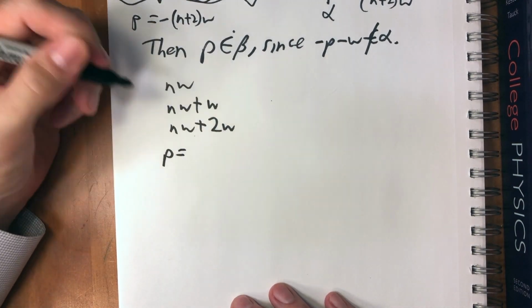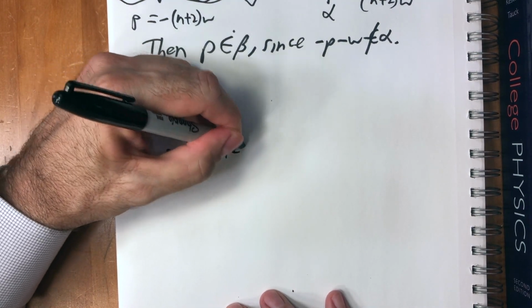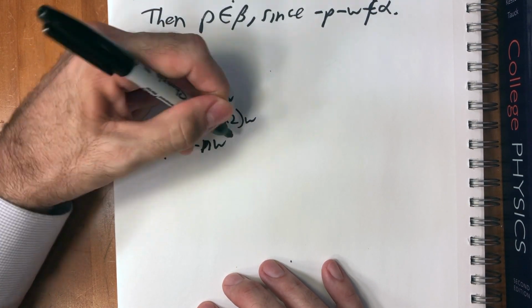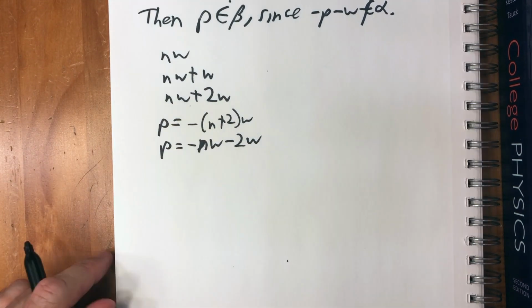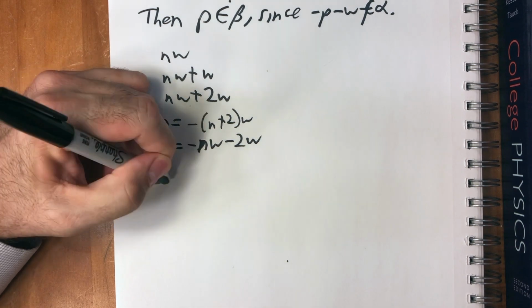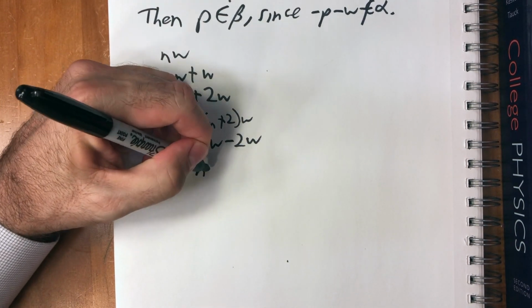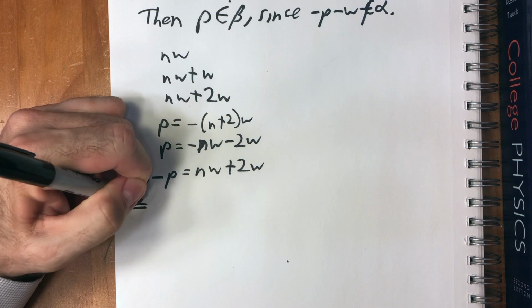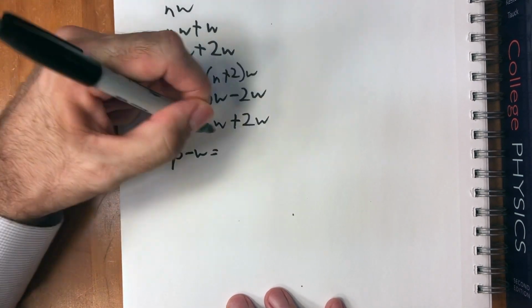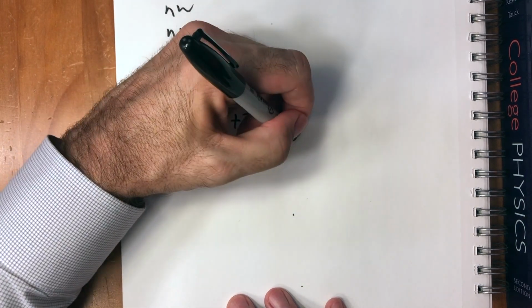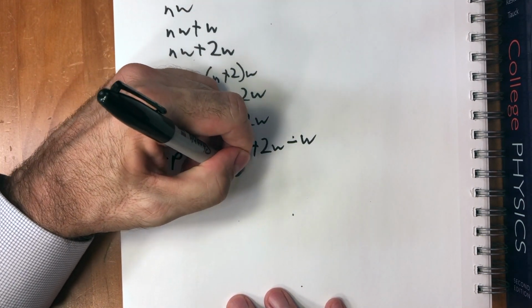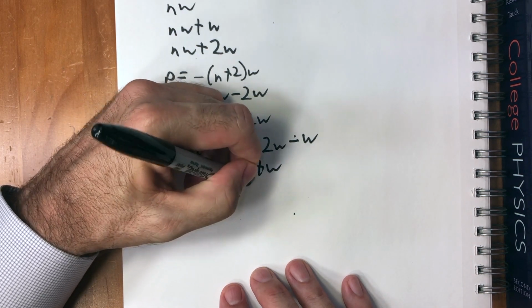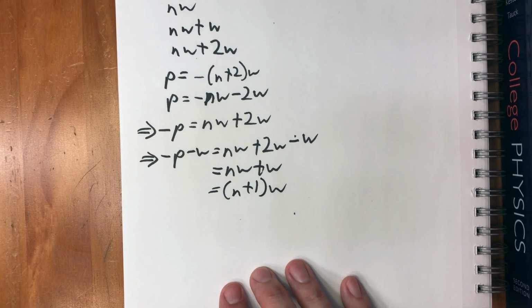So our definition is that if P equals minus (N plus 2)W, then if we distribute that out, we have that P equals minus NW minus 2W. Then let's take the inverse of both sides. If we multiply both sides by minus 1, we have minus P equals NW plus 2W. Then if we subtract W from both sides, we have minus P minus W equals NW plus 2W minus W, which equals NW plus W. And if we undistribute it, we end up with (N plus 1)W.